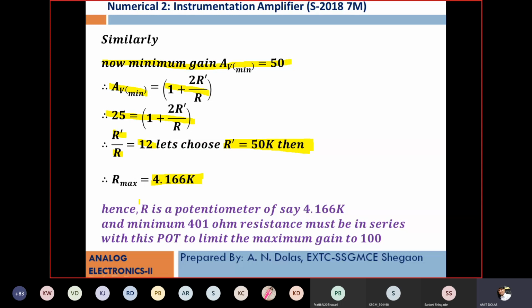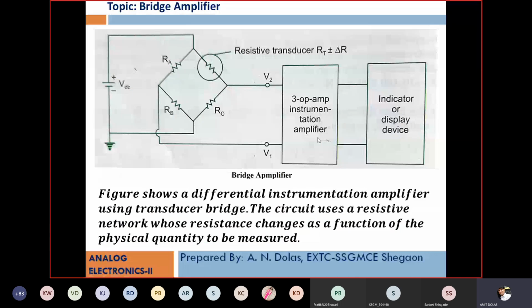Hence, R is a potentiometer, and we can take the approximate value of 4.166 k for it, and a minimum resistance of 401 ohm must be in series with this potentiometer to limit the maximum gain to 500, not 100, it is 500. So that the maximum gain will be equal to 500. Now, this is all about the 3 op-amp instrumentation amplifier and setting its gain as an adjustable gain instrumentation amplifier.